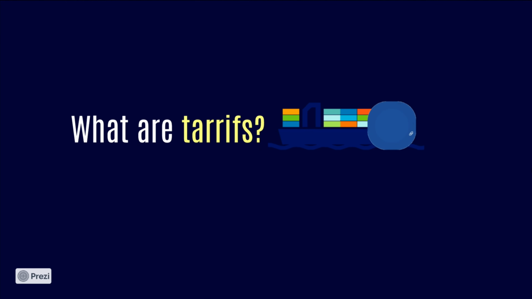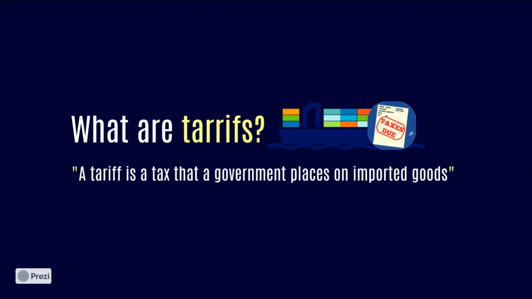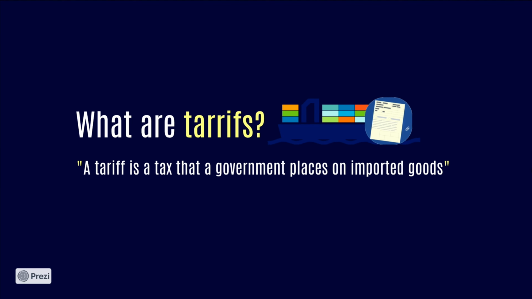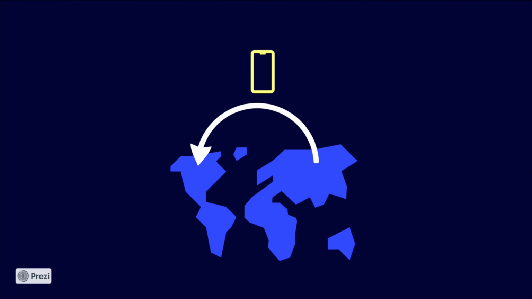What is a tariff? A tariff is a tax that a government places on imported goods. Imagine you want to buy a smartphone from another country. If your government applies a tariff, the price of that phone will increase because of the tax. This makes foreign products more expensive compared to locally made ones.